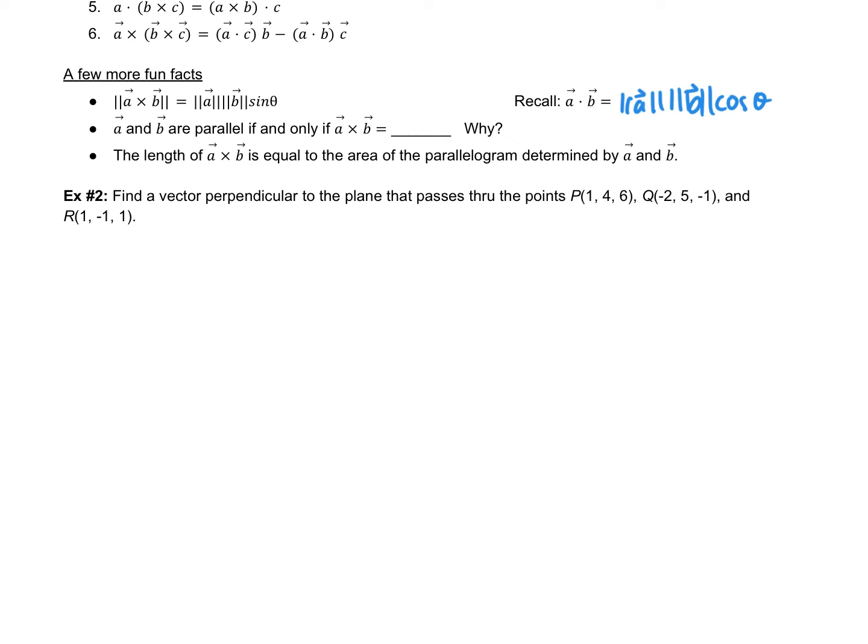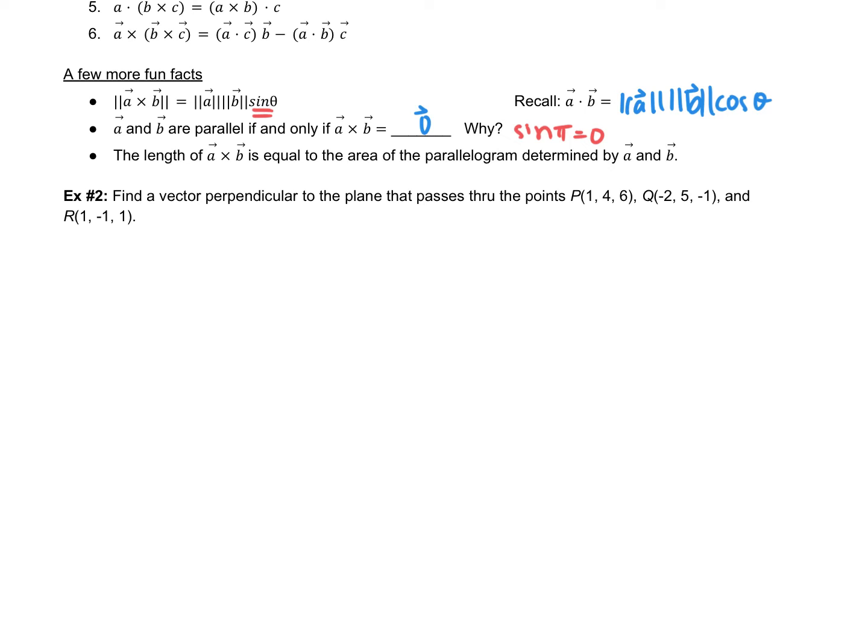Another thing I want you to know is that A and B are parallel if and only if their cross product gives the 0 vector. And so the question should be, well, why is that? Looking above, if two vectors are parallel, then the angle between them is 180. So the sine of 180, or the sine of pi, gives us 0. So hence then, the magnitude of the cross product would be 0.